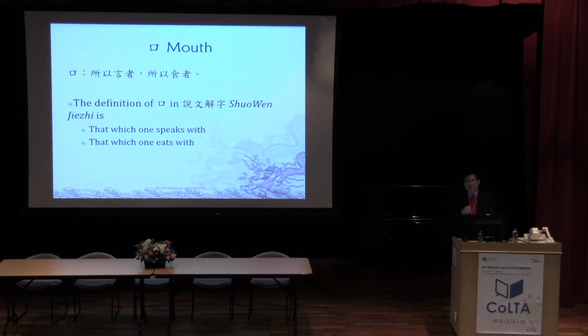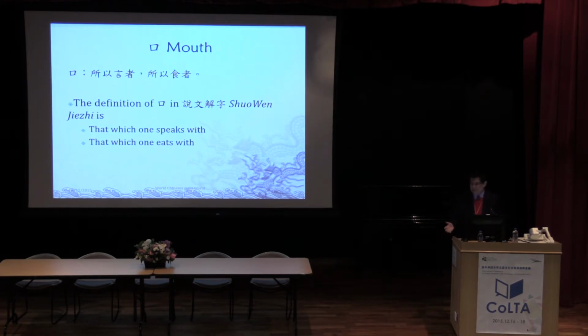Think about the radical of mouth. If you use the scientific description of mouth, how many elements are there as part of the mouth, or a kind of mouth? Nothing much you can do. But mouth is described and defined in Shuowen Jiezi, the first dictionary of Chinese, as that which one speaks with, that which one eats with. The functions of mouth, most importantly, are eating and speaking.